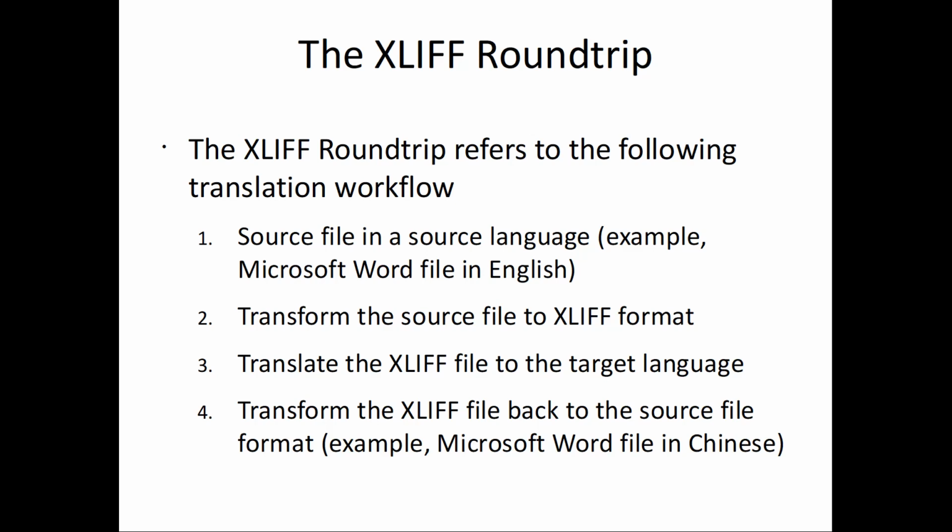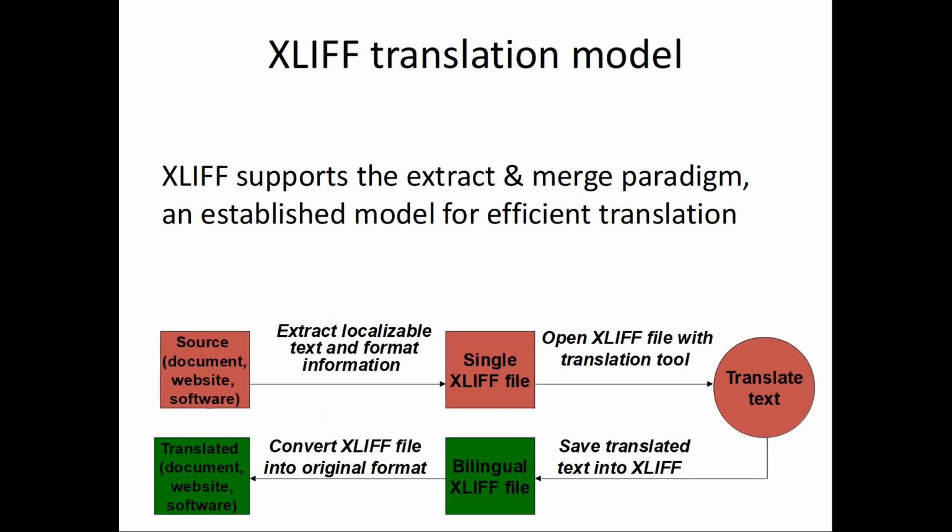A source file in the source language, let's say for example Microsoft Word in English, is transformed, step 2, into the XLIFF format. The XLIFF format is translated, step 3, to the target language, and then we transform the XLIFF back into the source file format. For example, Microsoft Word file, but now in Chinese. This is called the extract and merge paradigm. It's an established model for efficient translation.